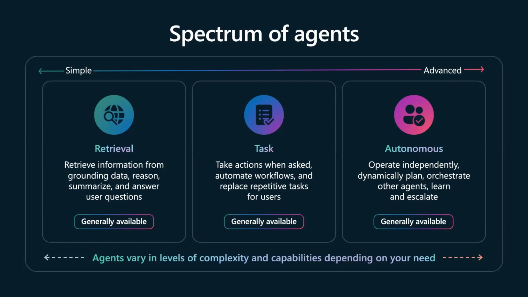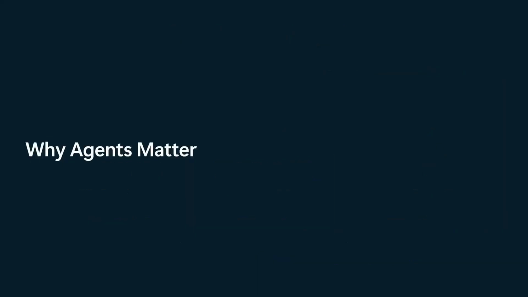So it depends on the complexity. Typically, what I see from organizations is they start with retrieval agents because that's low-hanging fruit, but it also helps the organization understand their data lifecycle, understand the security layer, basically rolling out in a staged manner. And then once they see that they are ready, they move to task, and then at the end, autonomous.